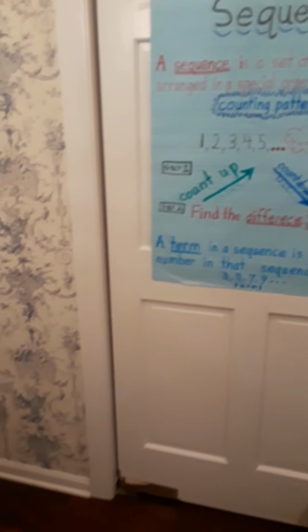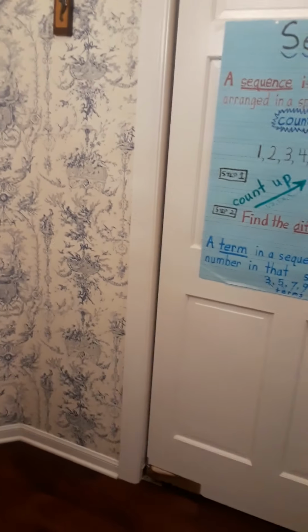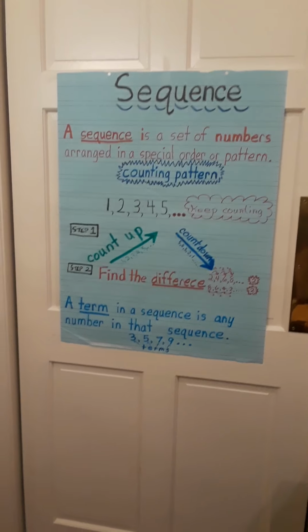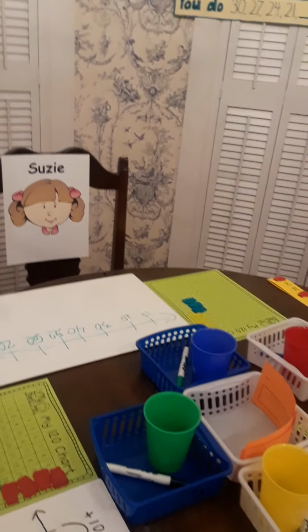Okay, so what's step one, boys and girls, by the anchor chart? What does step one say? Count up, count down. Okay, that's what we do, right? Count up, count down. Okay, step one. Talk with your shoulder partner and let's see if we can figure out, are we going to count up or count down?